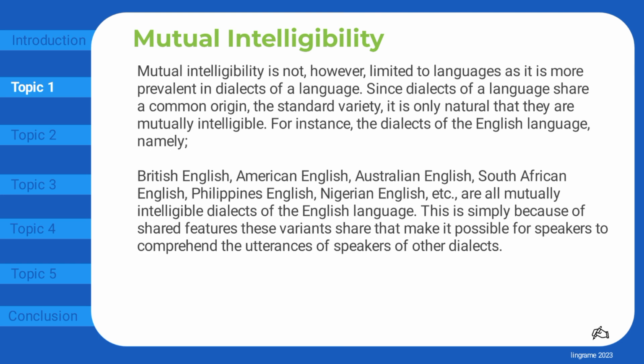a language. Since dialects of a language share a common origin, their standard variety, it is only natural that they are mutually intelligible. For instance, the dialects of the English language, namely, British English, American English, Australian English, South African English, Philippines English, Nigerian English, etc., are all mutually intelligible dialects of the English language. This is simply because of shared features these variants share that make it possible for speakers to comprehend the utterances of speakers of other dialects.